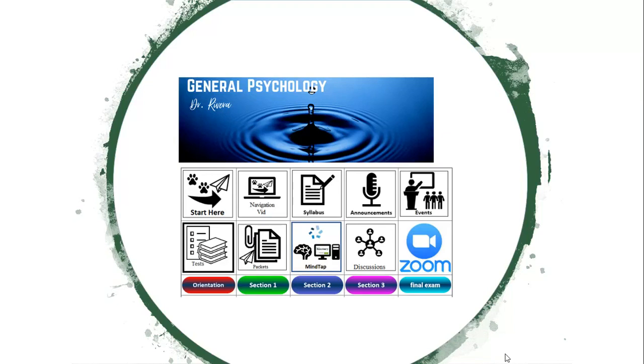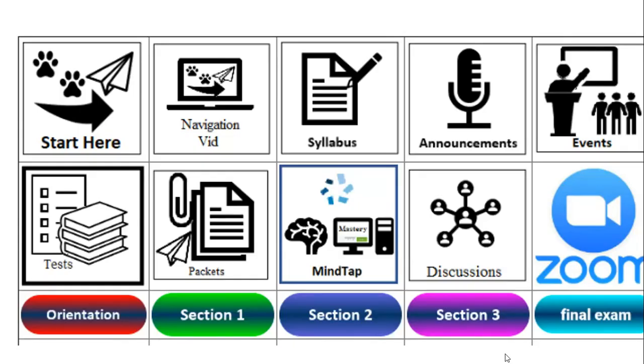When you click on it, it's first going to take you to the home page. And your home page is going to look a little like this. Not the circle around it, but you'll see all those icons there and the General Psychology logo. Each one of those icons is going to take you somewhere specific in the class.